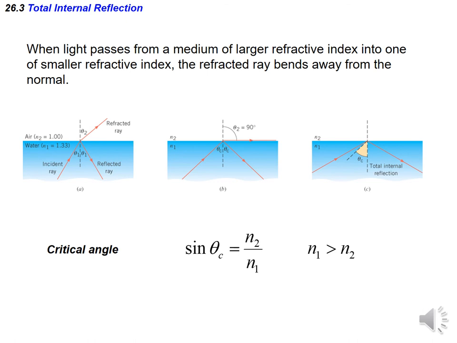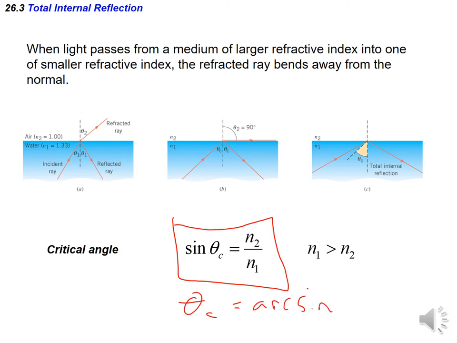So when light passes from a medium of larger refractive index into a smaller refractive index, the refracted ray bends away from the normal. So we have here the critical angle. The critical angle is simply given by sine theta equals n2 over n1. So the theta here, or the critical angle, is simply arc sine of n2 over n1.